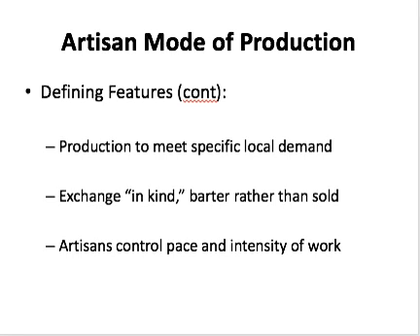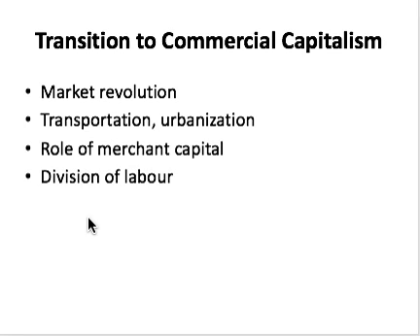Now, the other thing that happens, let's just take a moment to recap. The artisanal mode of production's defining features were production to meet a specific local demand, exchange in kind, barter rather than sold, and artisans controlled the pace and intensity of work. Now, when we get a transition to commercial capitalism, you get a market revolution, transportation, urbanization.